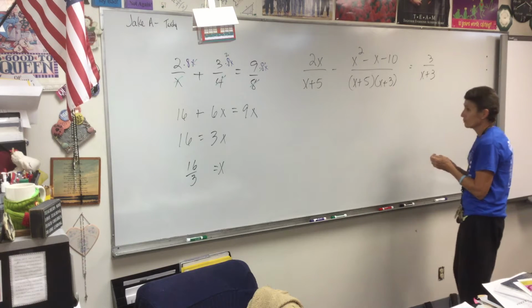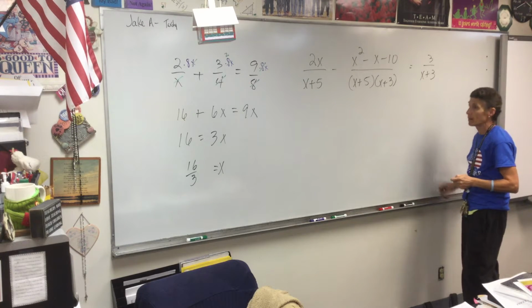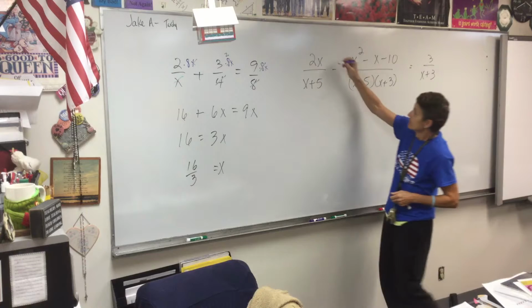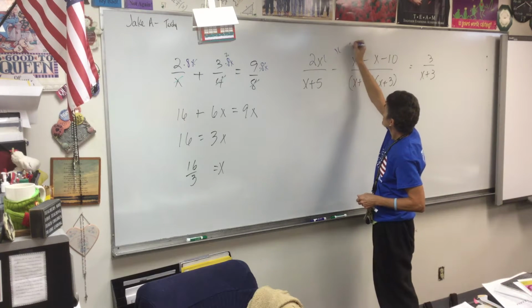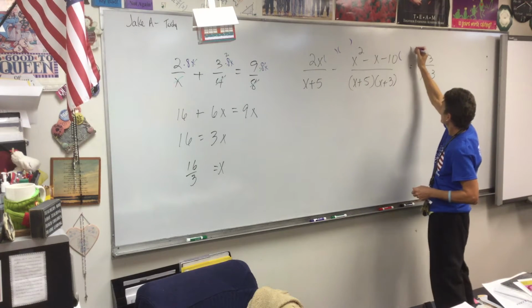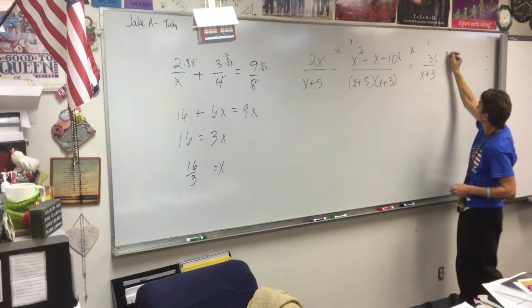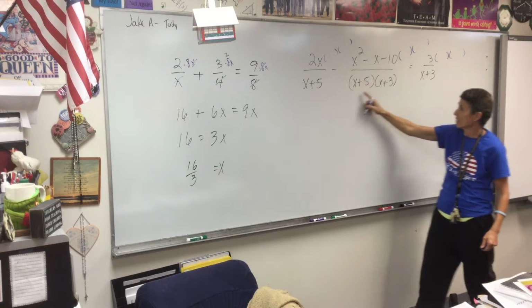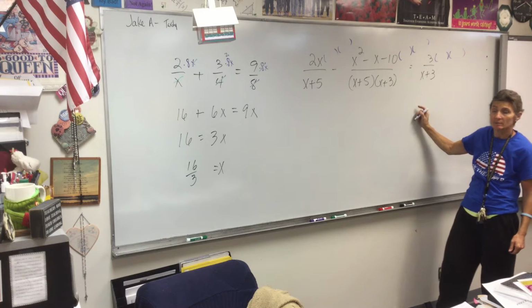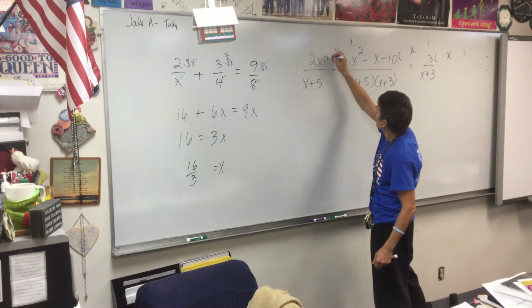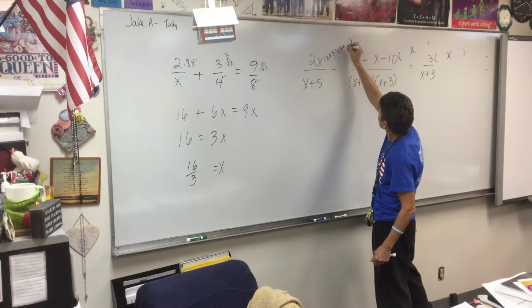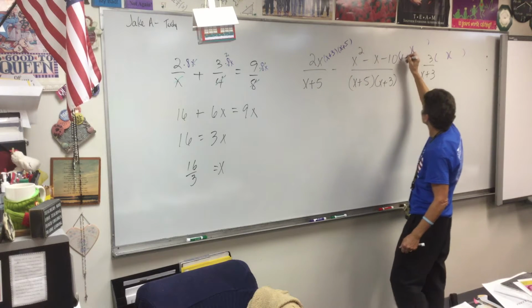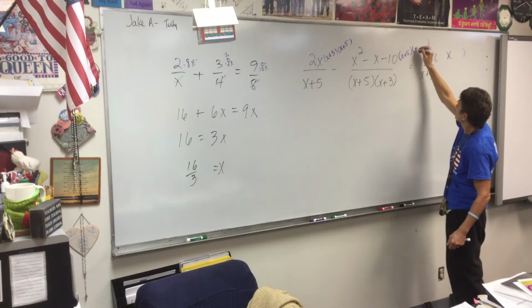Now I'm going to go through with my purple marker, and next to each one of these, I am going to put my common denominator. And my common denominator is x plus 5 and x plus 3. So I'm going to write that down next to each one. X plus 5, x plus 3.